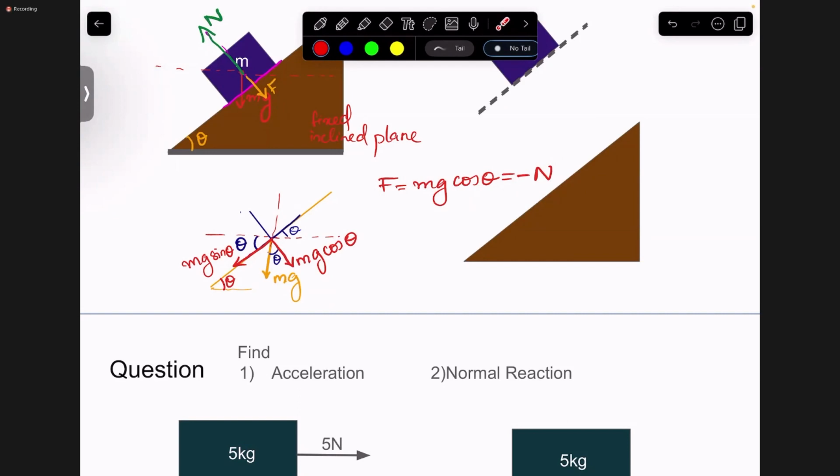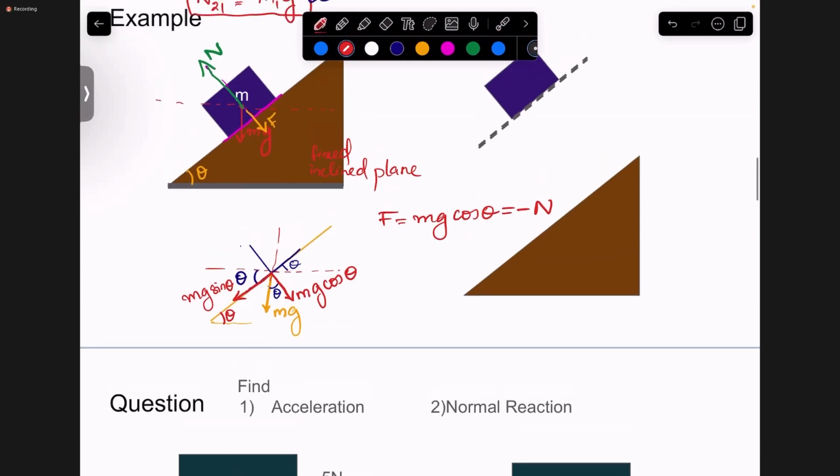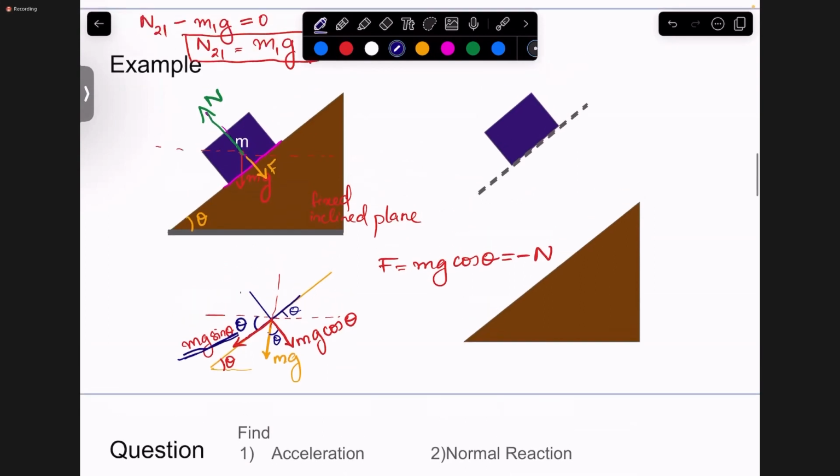Now, if you want to see the force which is acting along the block, that is mg sine theta. Okay, so there is no reaction force because there is no surface to provide the reaction force. So this is the FBD. You can see. So the free body diagram of the object is like this. The block is like this.